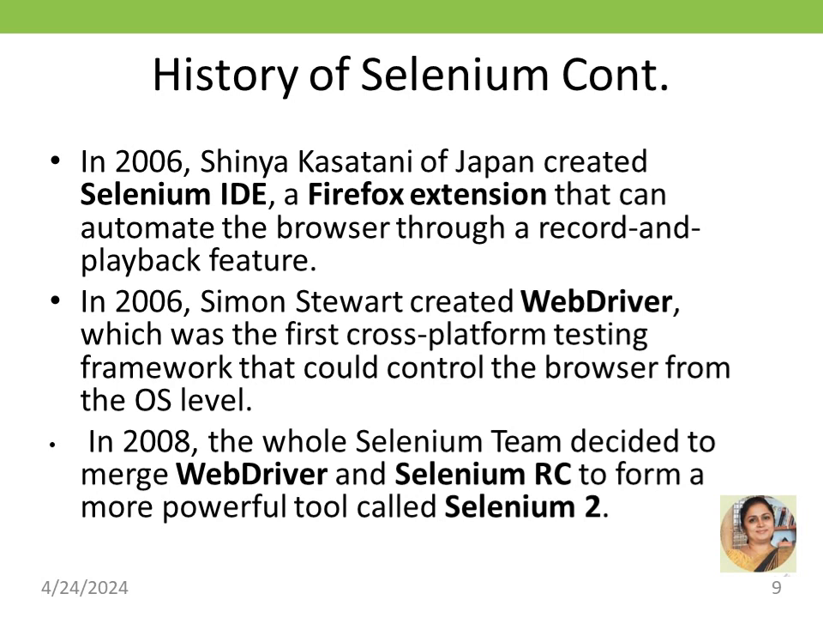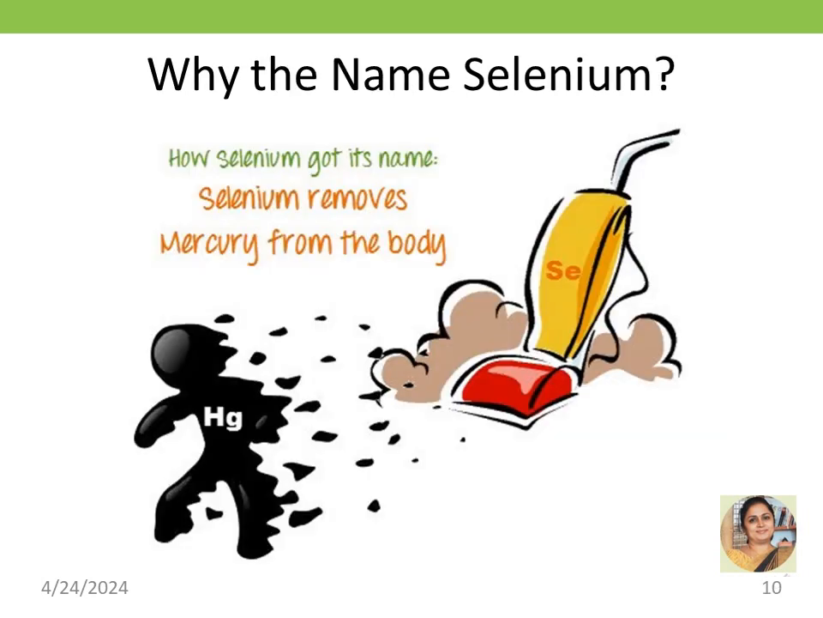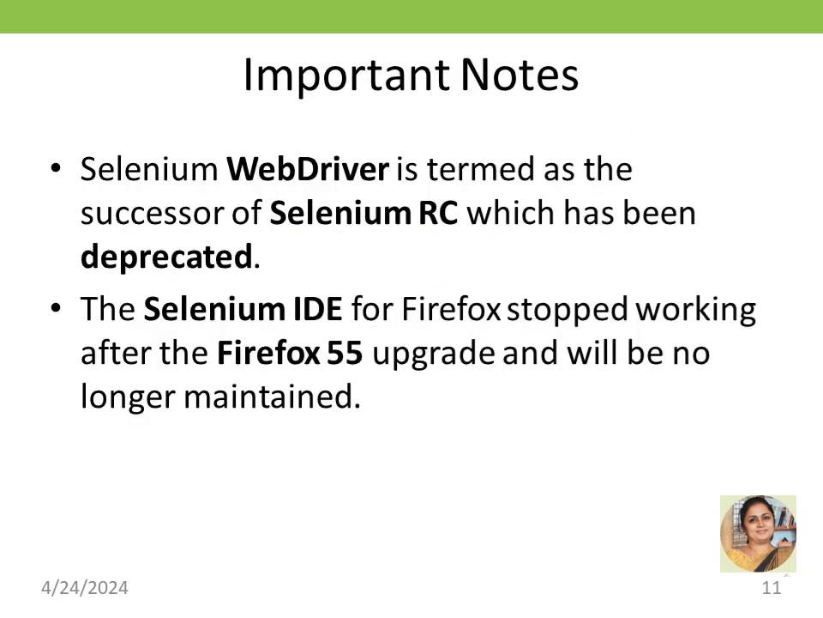In 2008, the whole Selenium test team decided to merge WebDriver and Selenium RC to form a more powerful tool called Selenium 2. So how did Selenium get its name? Selenium removes mercury from the body, and mercury is represented as Hg. The important note is that Selenium WebDriver is termed the successor of Selenium RC, which has been deprecated.